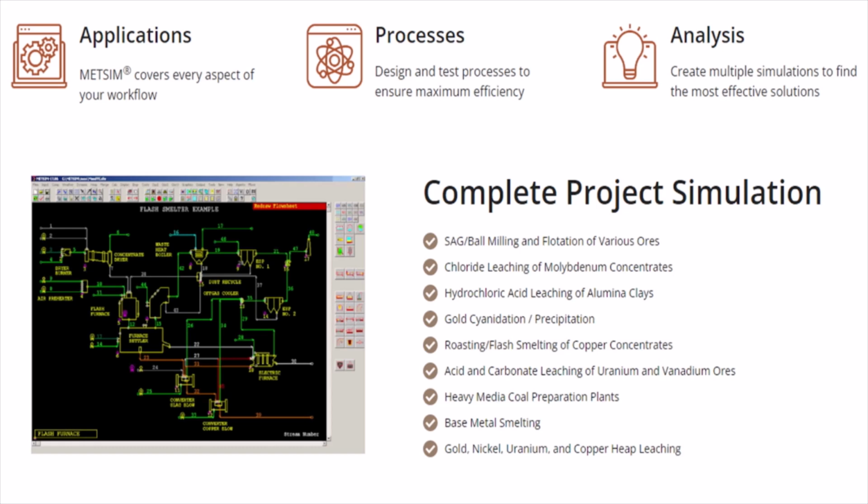So you can see that it is a complete project simulation from your SAG ball milling to your flotation to your leaching to your cyanidation processes, your roasting, your acid and carbonate leaching, your base metal smelting, all types of leaching from your gold, your nickel, to your uranium, to your copper heap leaching. It's found in there. Besides that, it covers also the economic aspects so that you can actually get to have the economic side of things.